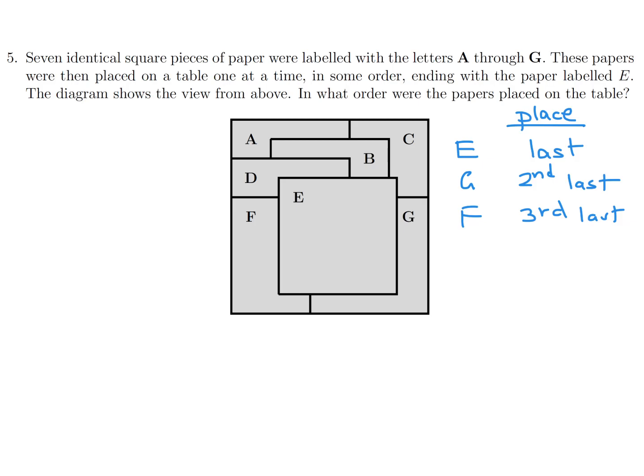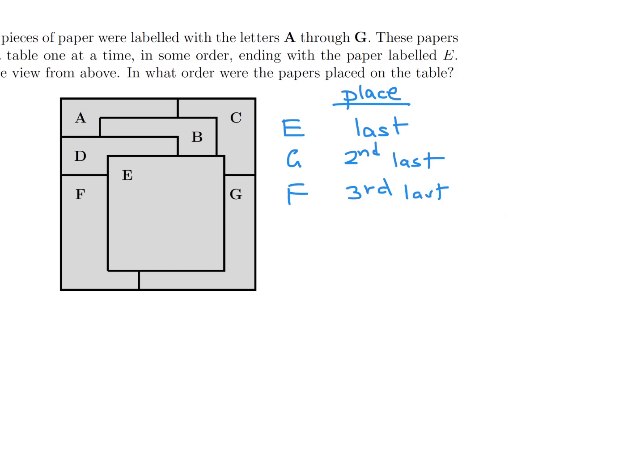Because F looks like it's covering D. Let me actually, to explain this a little bit better, write what each one covers. A lot of them cover multiple, but what they cover immediately. This one is covering a lot, but it immediately covers G, and that's why I put G here. G is immediately covering F, and that's why I put F here. F most likely covers a lot, but it looks like it immediately covers D.